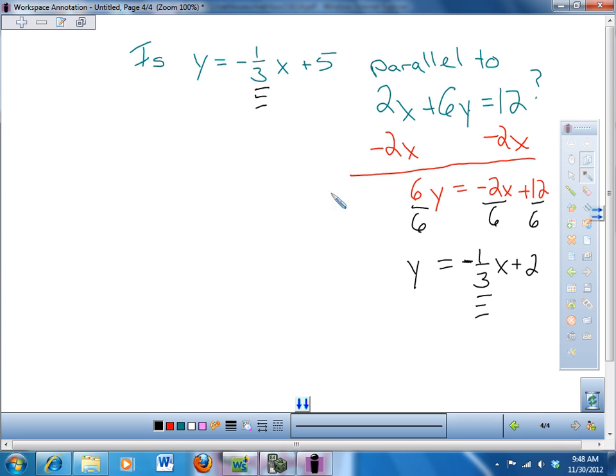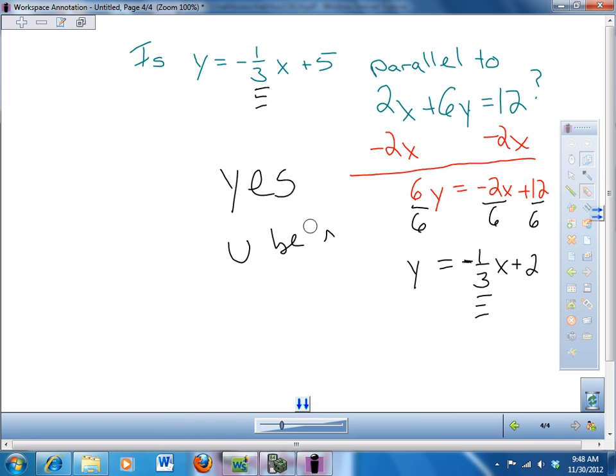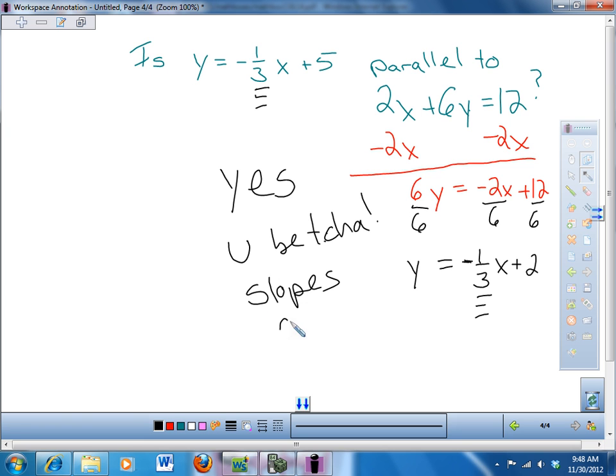If one's in a different form, you have to put it into a form where you can tell what the slope is. Slope-intercept form tells you the slope, but this standard form doesn't tell you the slope, so you have to go through and find the slope. So the answer is, you betcha. You have to write that. Slopes are the same. Slopes are equal. Got it? Any questions so far?